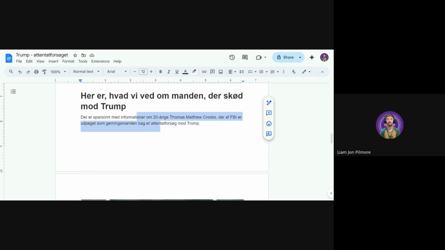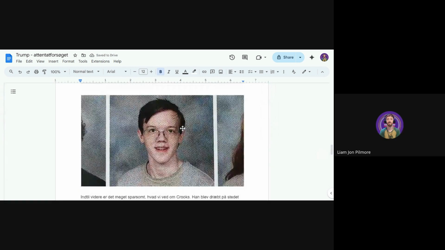Okay, so at this point in time, it's sparsom. What we know, the information, we don't know much about this perpetrator, gerningsmanden, who attempted to assassinate Trump. And here he is, et flot billede af ham i skolen.